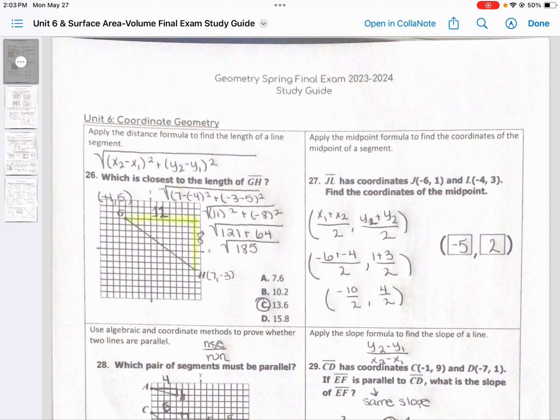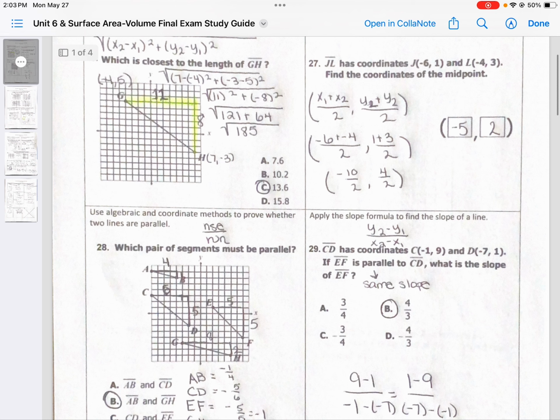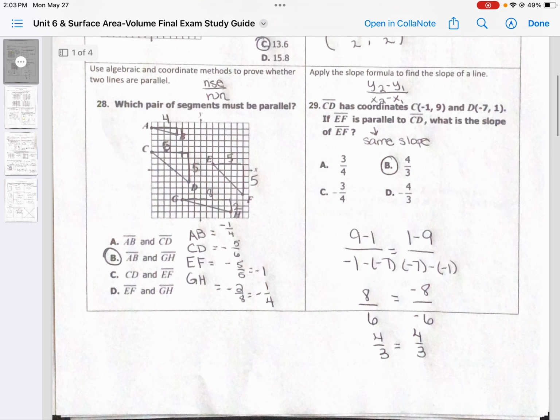All right, 27 is the midpoint. Find the midpoint. Your formula is that you add the two x values, divide by 2, add the two y values, divide by 2. Midpoint literally means the point in the middle, the point in the center. Think about the point that's exactly in the middle of -6 and -4, which is -5. The point between 1 and 3 is 2. As you use your midpoint formula, absolutely correct: -5, 2.